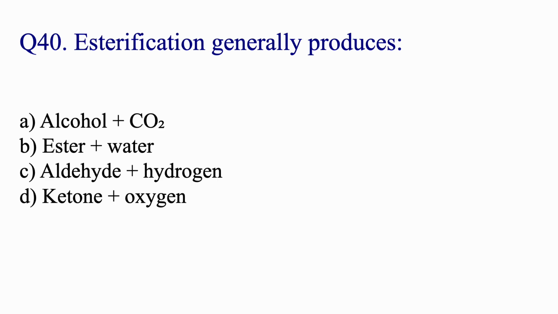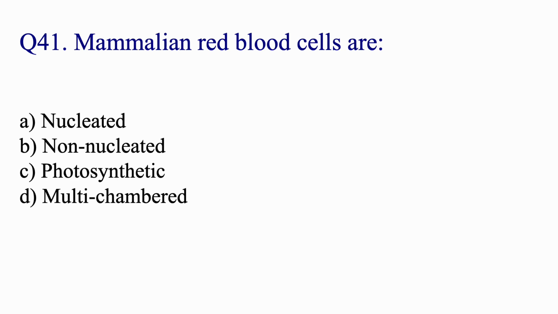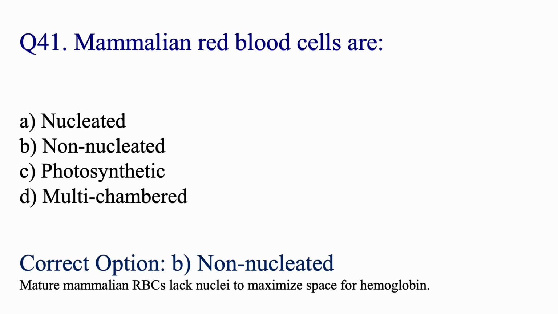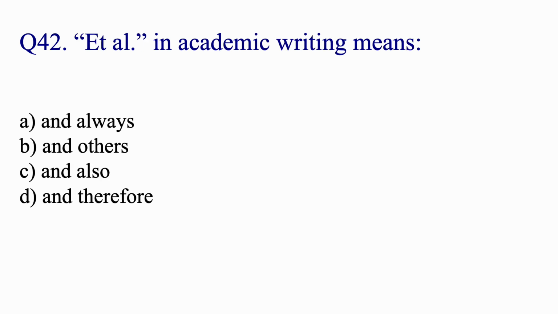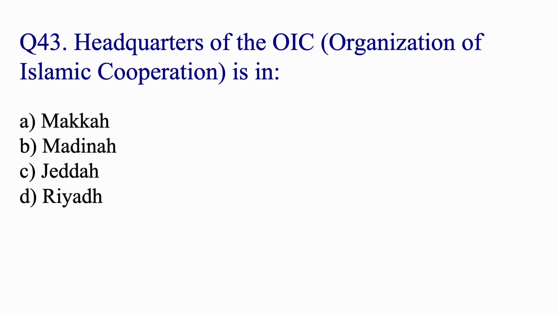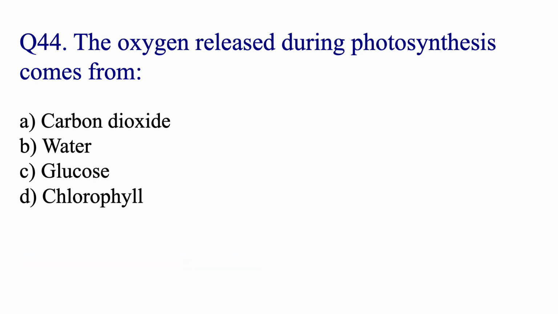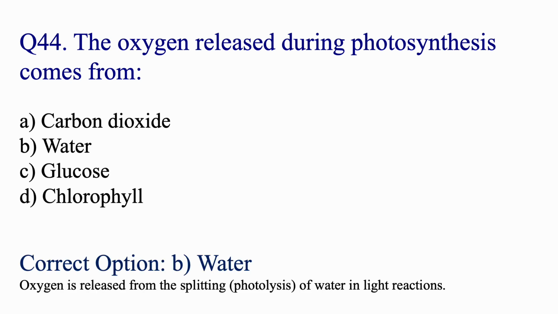Esterification generally produces ester plus water. Mammalian red blood cells are non-nucleated. ETEA: et al. in academic writing means and others. Headquarters of the OIC, Organization of Islamic Cooperation, is in Jeddah. The oxygen released during photosynthesis comes from water.